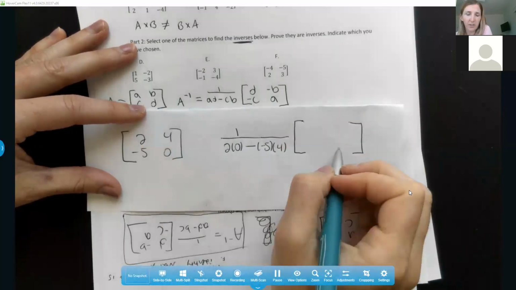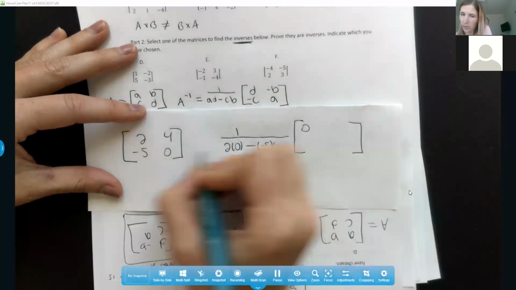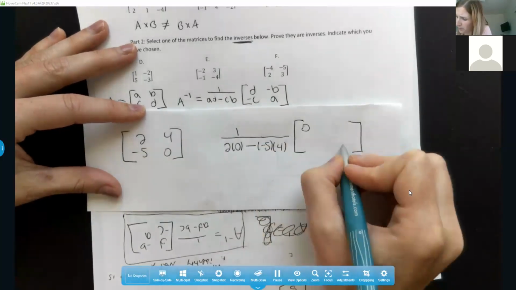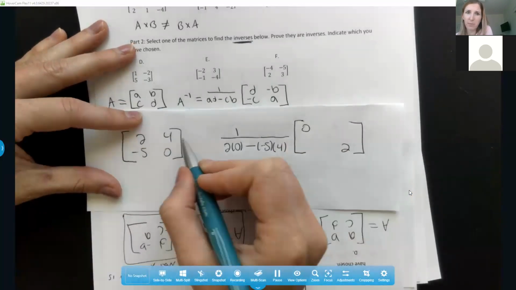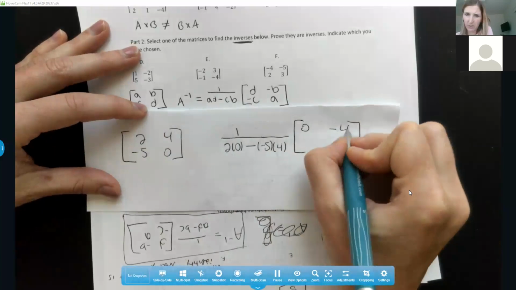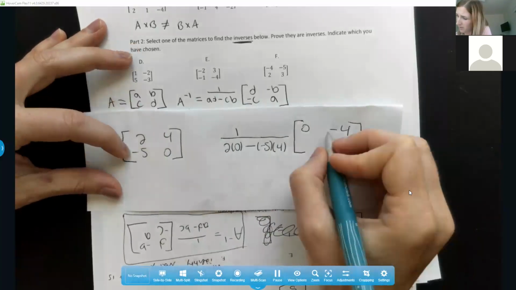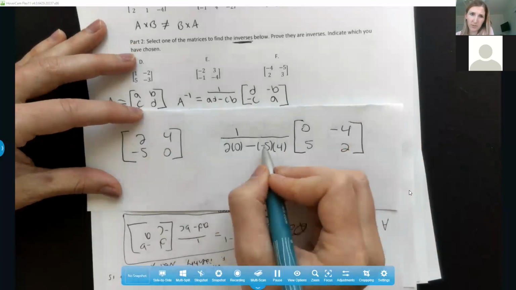And then here we switch A and D. So I'll put the 0 in the top left and I'll put the 2 at the bottom right. And then I change the signs of B and C. So now instead of a positive 4, this will be a negative 4. And that would be a positive 5? Yep. So all I have to do is work this out.